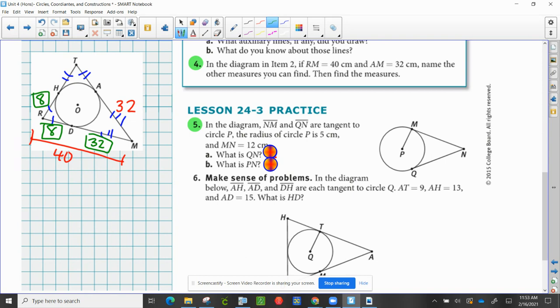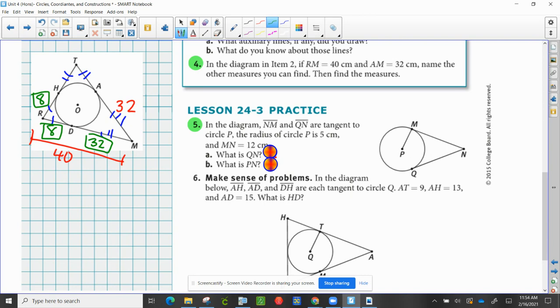But that's actually all that I can find. I don't have enough information to find TH or AT, since we don't know the whole length of MT, and we don't know the full length of RT. So really, those are the only measurements I could find with this given information.